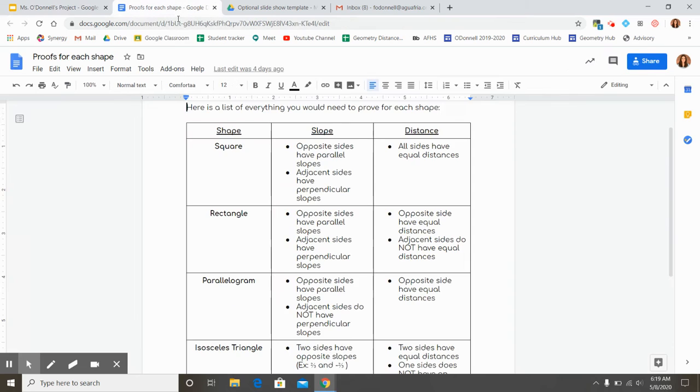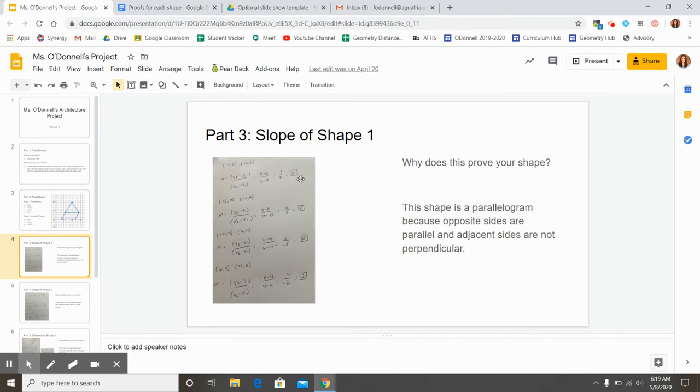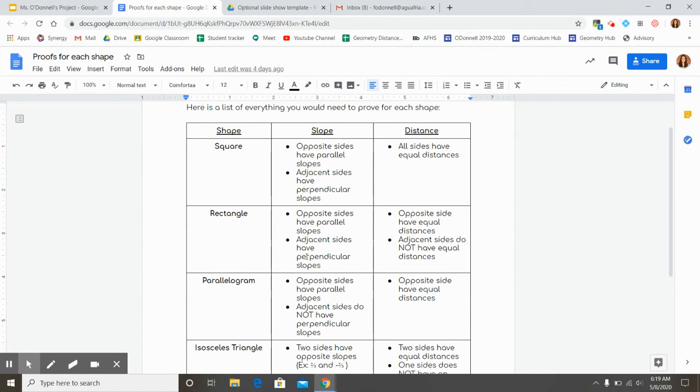Those are both the same. And then not perpendicular means that they're not opposite reciprocals. So 0 and 2 are not opposite reciprocals. So therefore I proved that this was a parallelogram. You can take this information right from here, just put it into a paragraph instead of bullet points. That's totally fine.